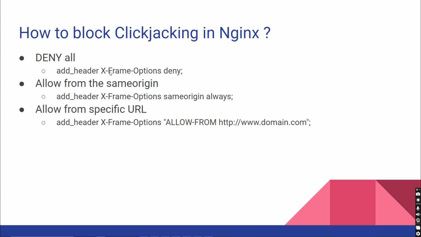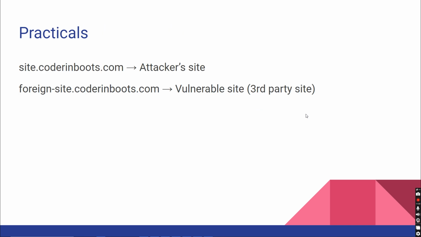Okay, so the configuration is add_header X-Frame-Options. In case of deny it is DENY, in case of allow from same origin it is SAMEORIGIN always, and in case of allow from a specific URL it's ALLOW-FROM and the URL. Okay, so now let's get into the practical.